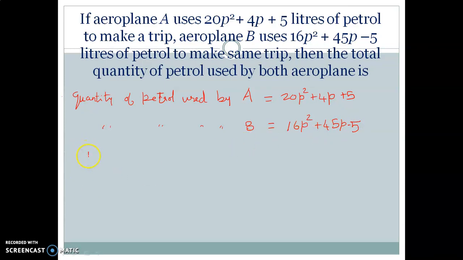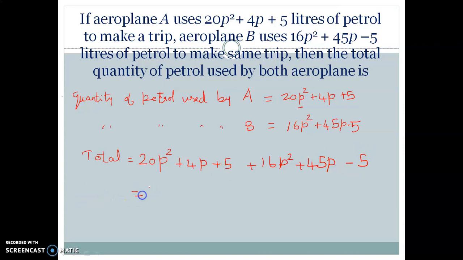Okay, now they have asked us to find the total. I asked you to club them with brackets and add it. In horizontal method also you can do the addition because like terms are together here. See p squared term. Here also p squared term. But I prefer this method because in higher classes you will not be able to do that horizontal method. So always think about higher classes. So plus 16p squared plus 45p minus 5.